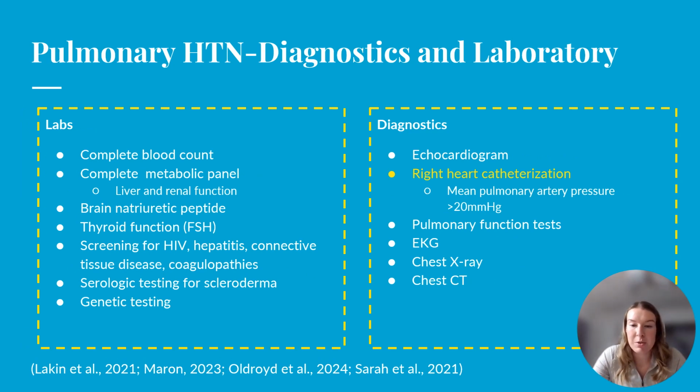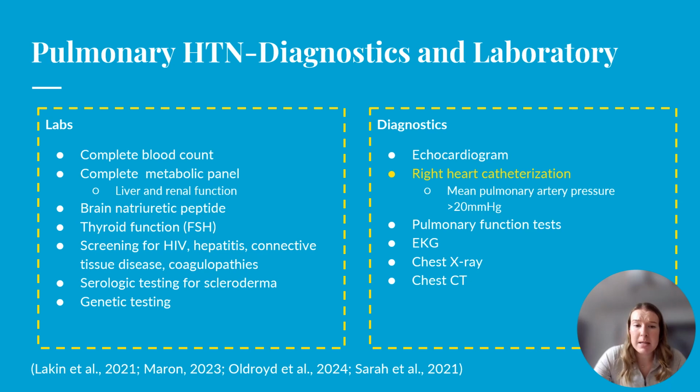Labs and diagnostics you want to look at when you're thinking about a possible diagnosis of pulmonary hypertension. First off, starting with a CBC, you can look at the H&H on this. Elevated H&H could be indicative of hypoxemia. You also want a complete metabolic panel looking at liver and renal function. Patient might have elevated liver enzymes if they have some inflammation in the liver going on or liver disease, hepatitis.